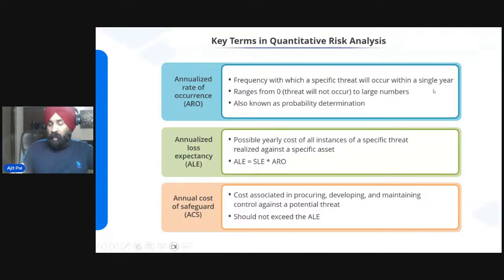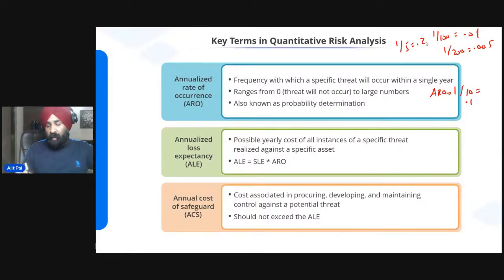So ARO will be once per 10 years. So 1 divided by 10, 0.1. Let's take some other example. If we say ARO is once per 100 years, so 1 divided by 100, 0.01. If I say once per 200 years, it is 0.005. If I say once per 5 years, it is 0.2. So this is how you calculate.